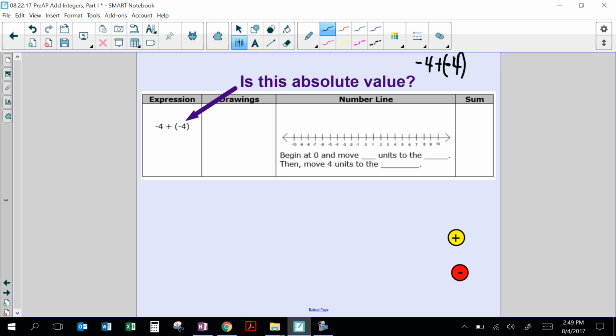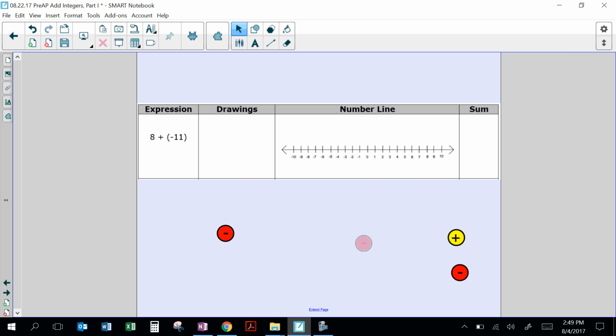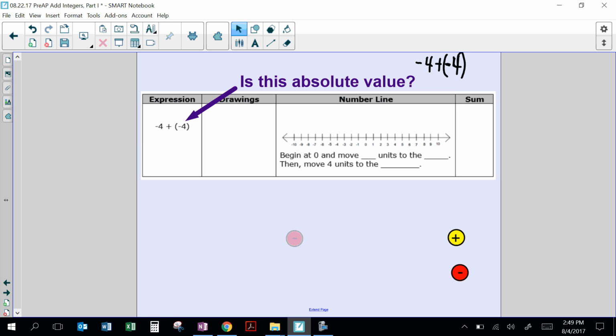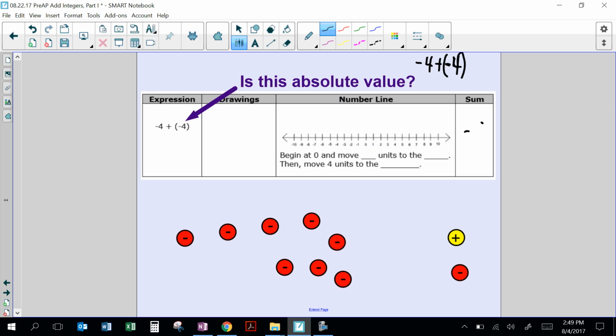So let's use algebra tiles. So we start with negative 4. That's what we are starting with. We are going to add 4 more negatives to this picture. Do you see any zero pair? Do you see anything that cancels out? No. So the sum must be negative 8. Let's draw this. So we draw 4 negatives.